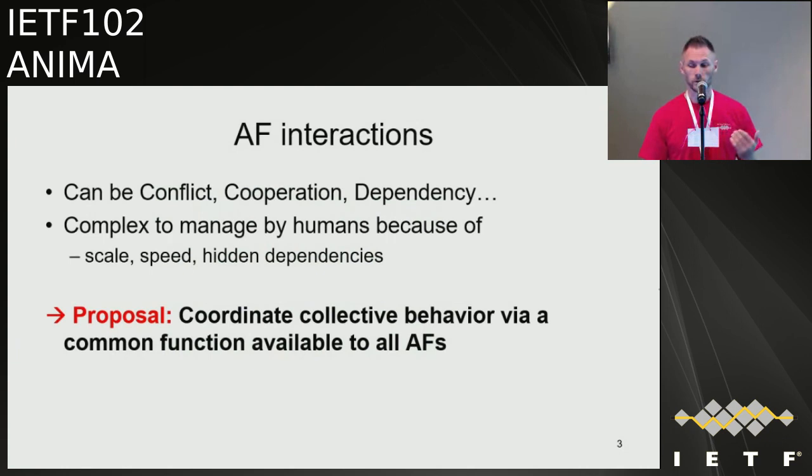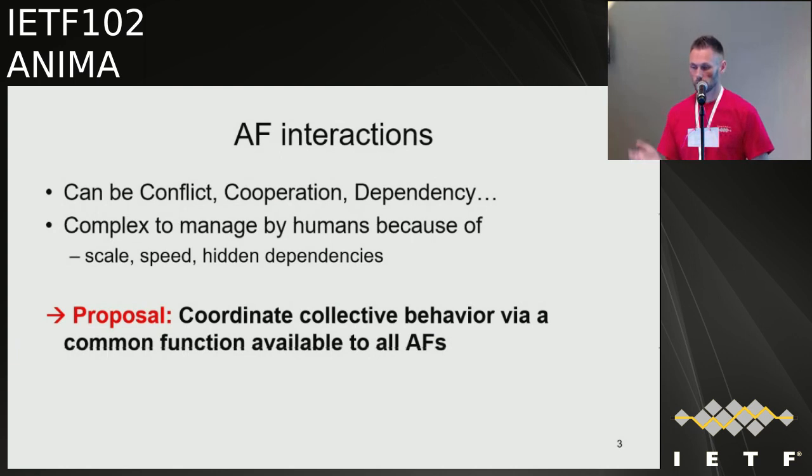There may be others, but essentially conflict, and it needs to be well handled. Cooperation or dependency between the different functions. So one function will need the outcome of another to perform well. It's complex to be managed by humans because of scale, speed, and dependencies.